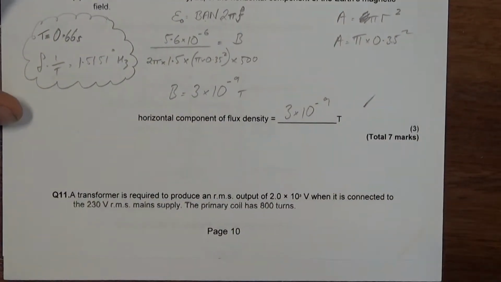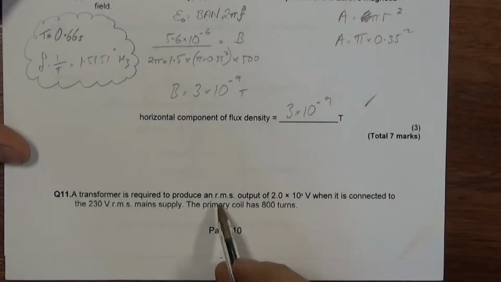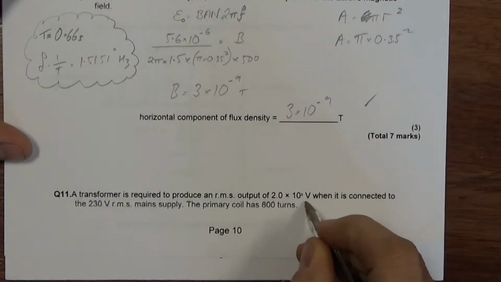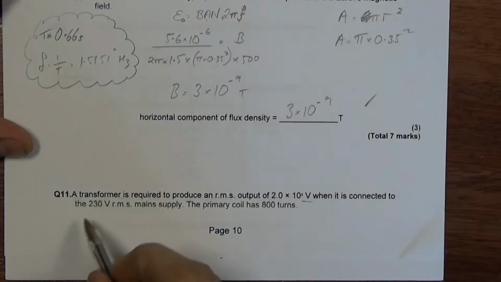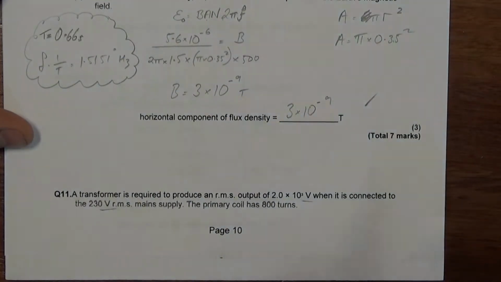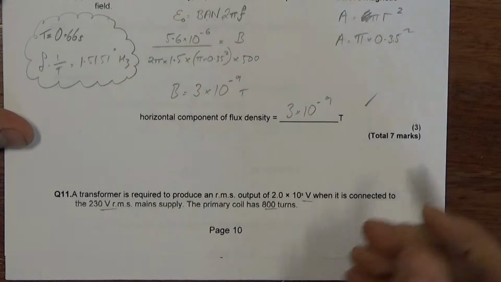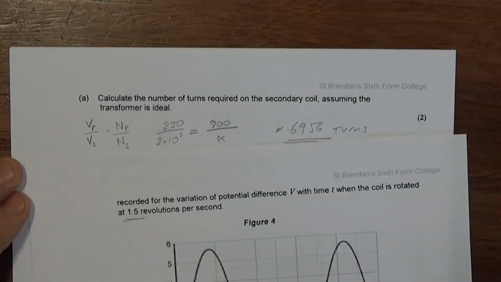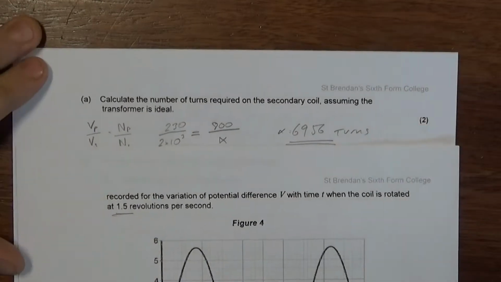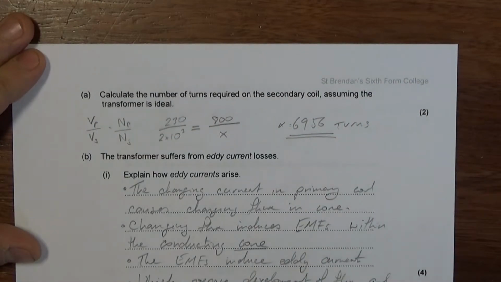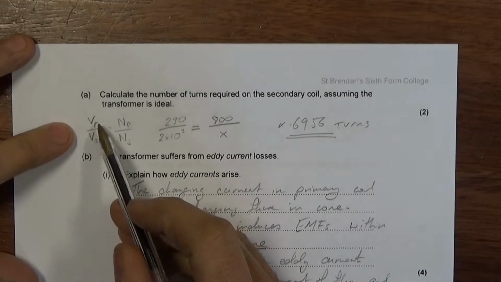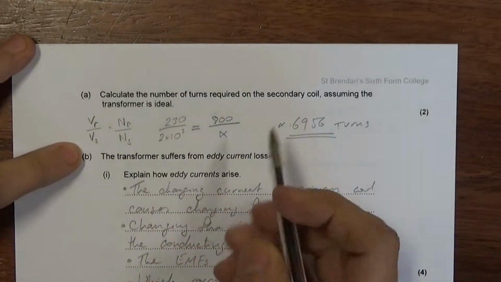Okay guys, question 11 gives us the information that we got an output voltage, and it gives us the input voltage. It tells us the input turns, and the first question is: calculate the number of turns required on the secondary coil, assuming it's ideal. It's money for jam. So basically Vp over Vs equals Np over Ns.